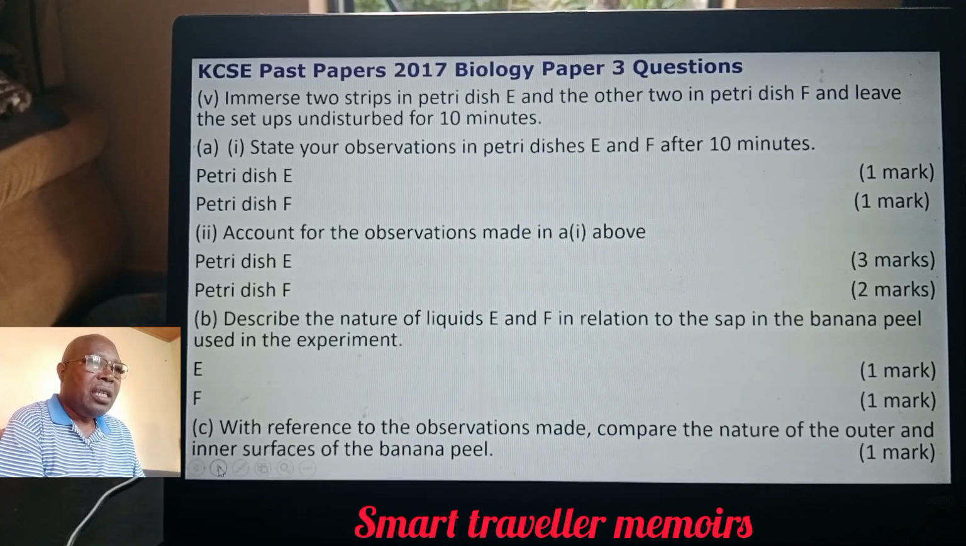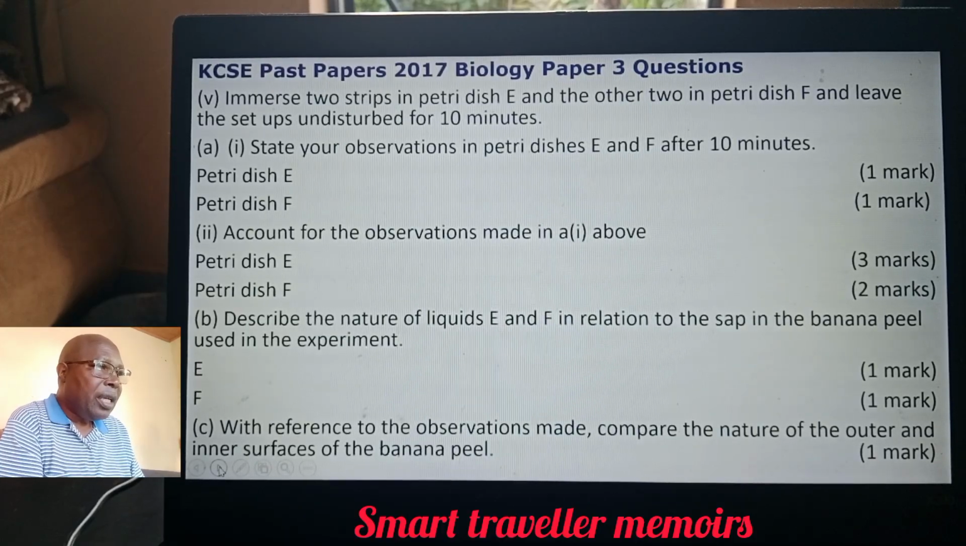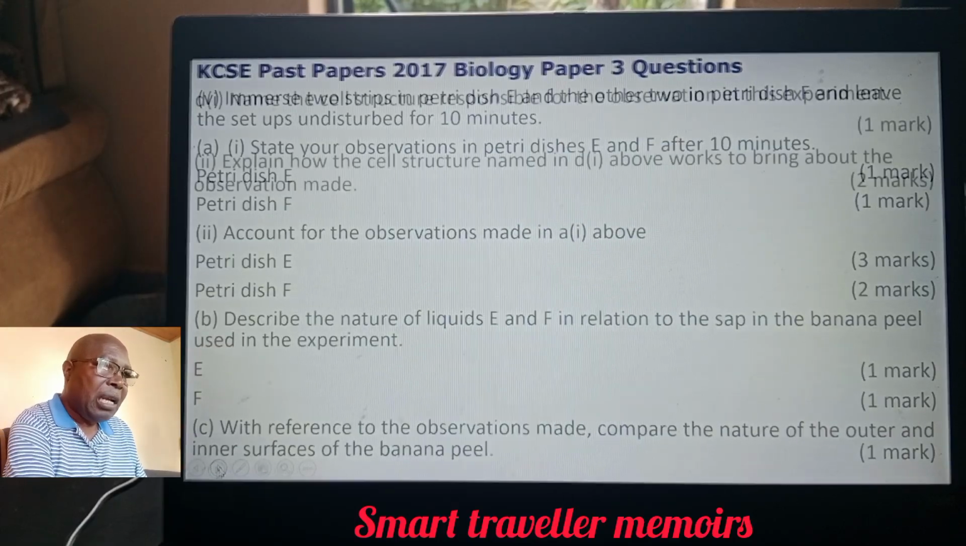In A Roman 1, state your observations in petri dishes E and F after 10 minutes. Petri dish E, petri dish F. 2, account for the observations made in A1 above. Petri dish E, petri dish F. B, describe the nature of liquids E and F in relation to the sap in the banana peel used in the experiment. E, F. And C, with reference to the observations made, compare the nature of the outer and inner surfaces of the banana peel.